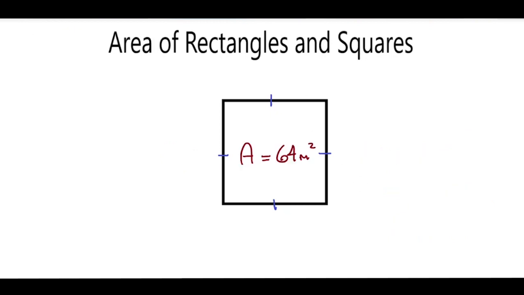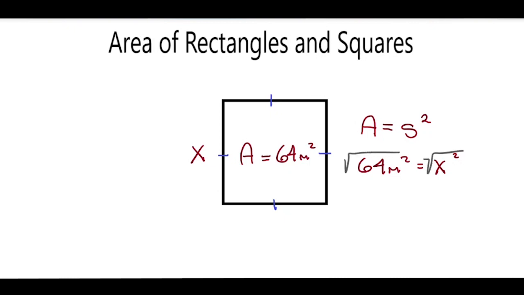Let's say we have a square and we already know the area. How do we find the length of one side? Well, remember that for a square, area is equal to the length of a side squared. So that means that 64 meters squared is equal to x squared. Well, in order to solve for this, I will take the square root of both sides, and the square root of 64 is 8. The square root of m squared is m, so we'll say this is 8 meters, and that is equal to x.